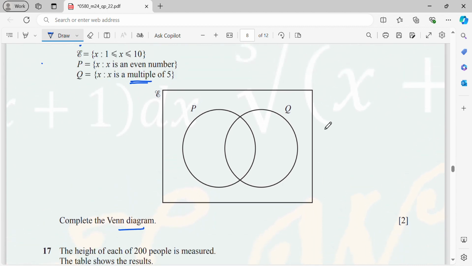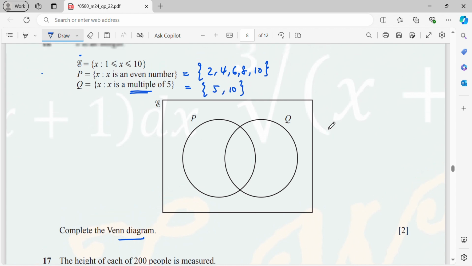Okay, so from here, I will just list down first. So basically, my P is even numbers. Okay, consists of all even numbers from 1 to 10. That will be 2, 4, 6, 8, 10. And then the Q consists of multiples of 5. Multiple of 5 means just 5 and 10.